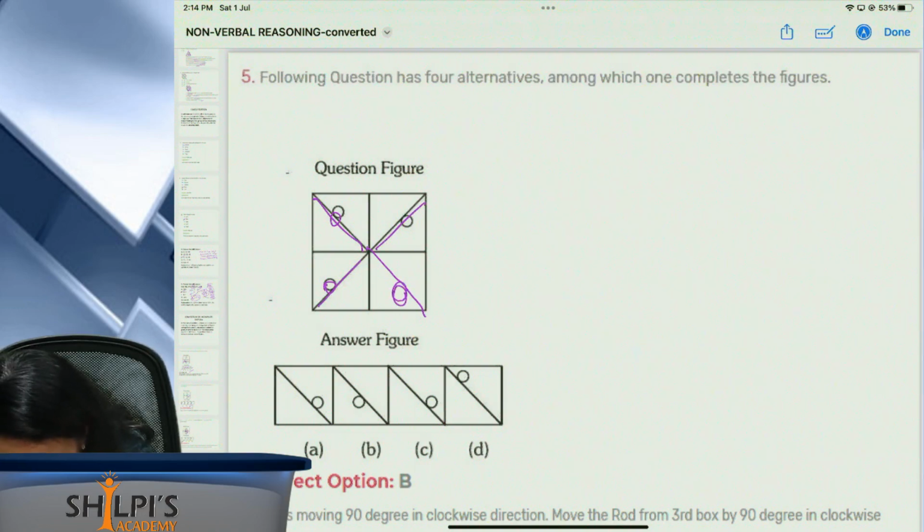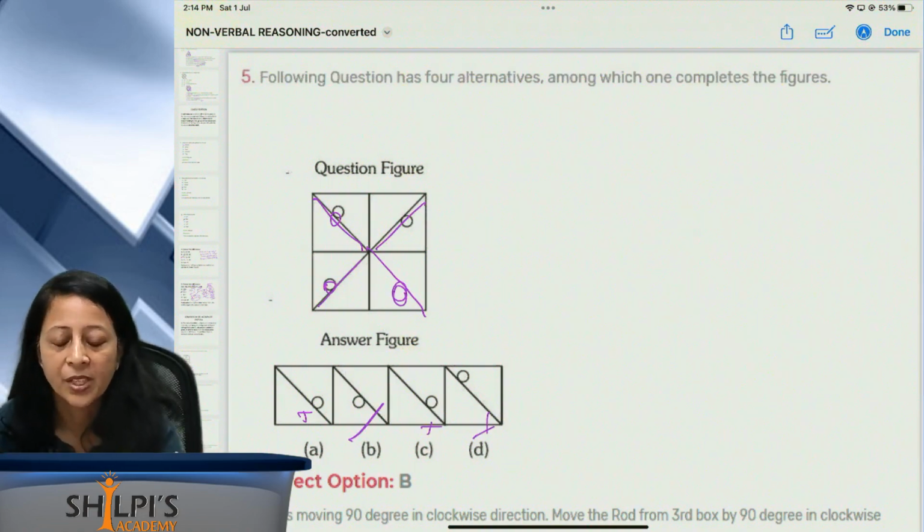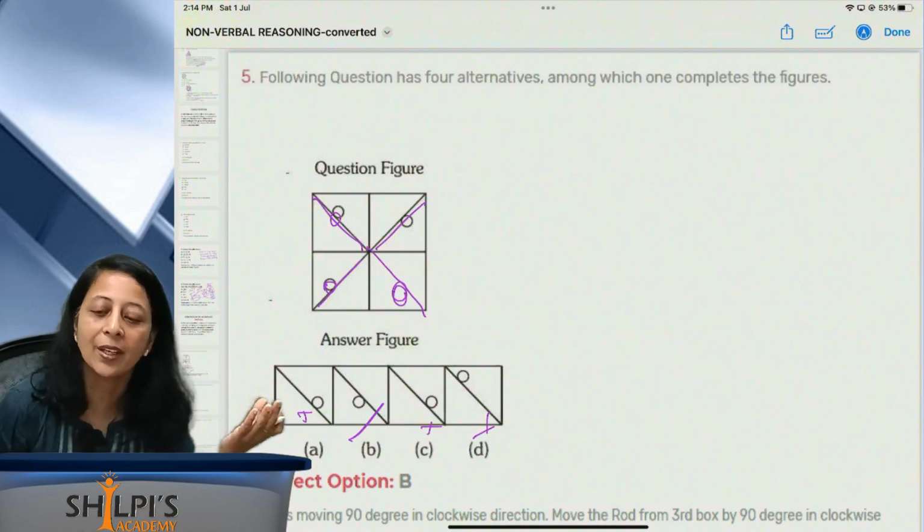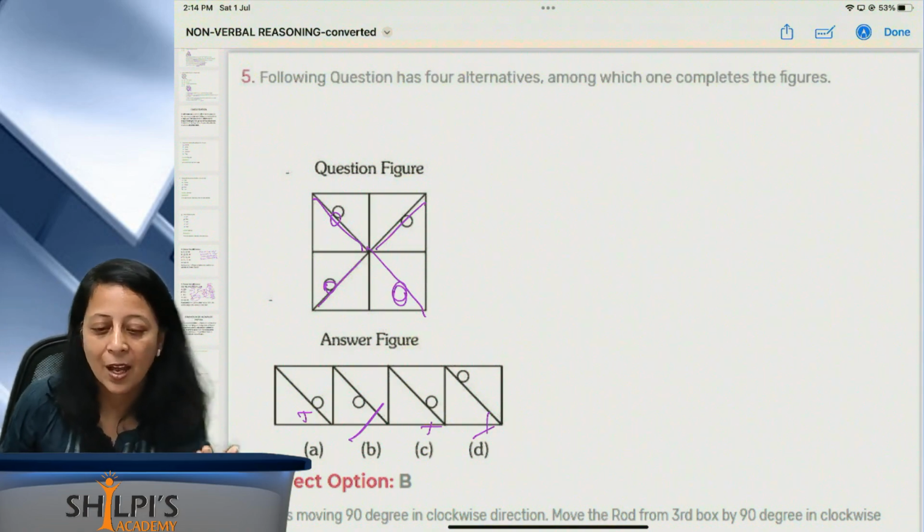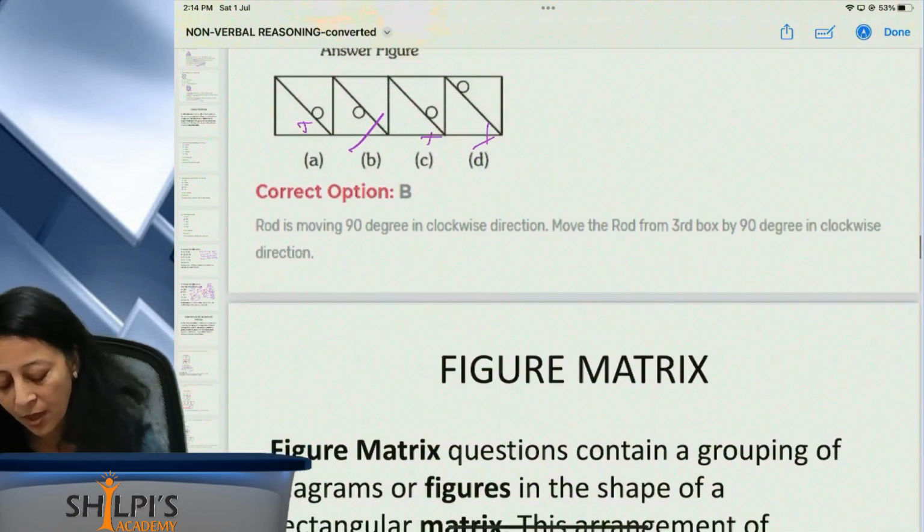So which figure? Not this one, this seems to be like mine, not this one, not this one. So option is B. Okay, see how we got it so easily, means we draw, we are getting it very fast rather than going through the options, right? So it is better to draw and check the option.